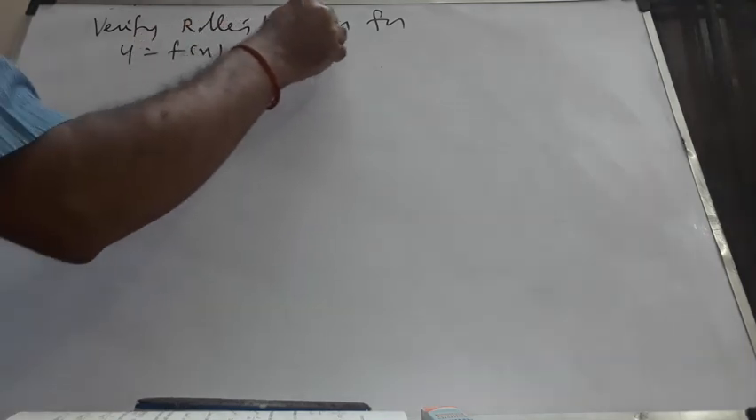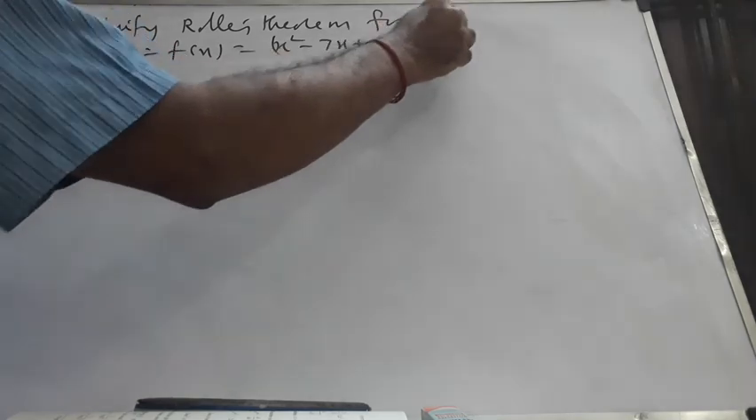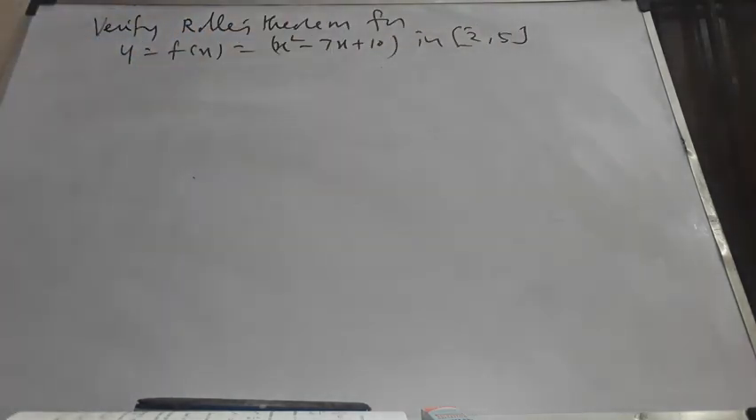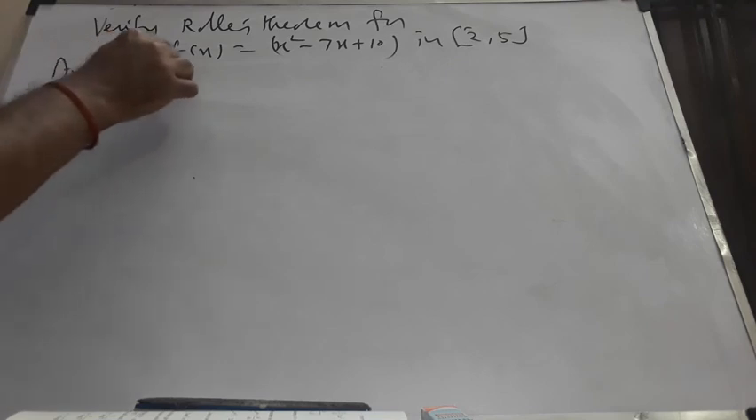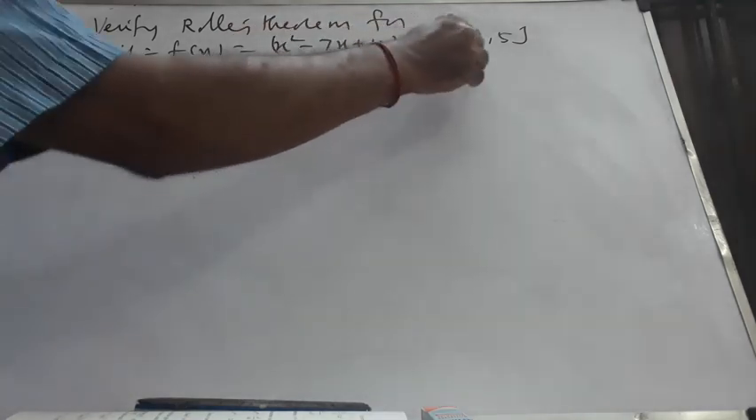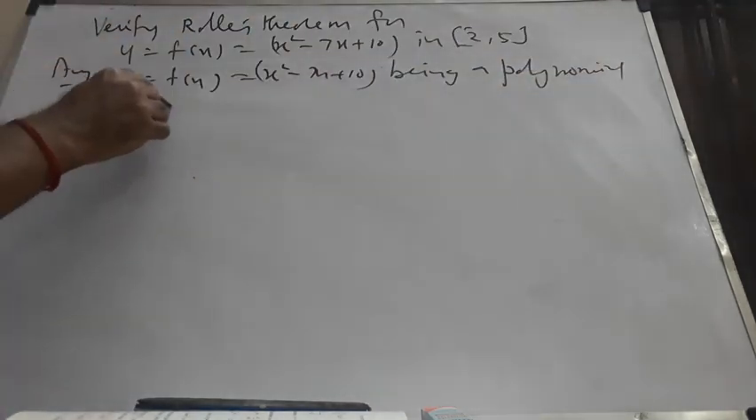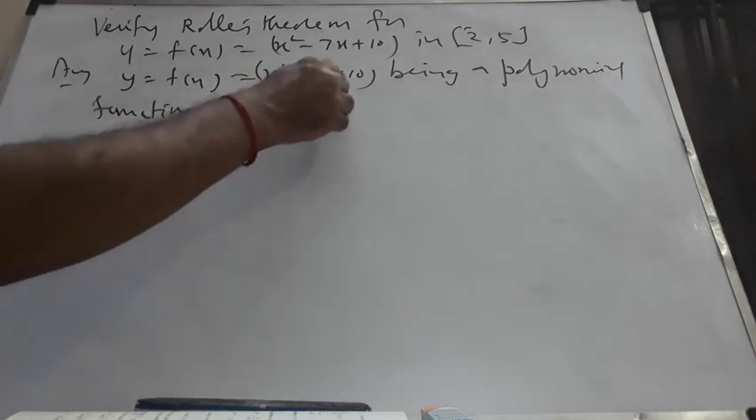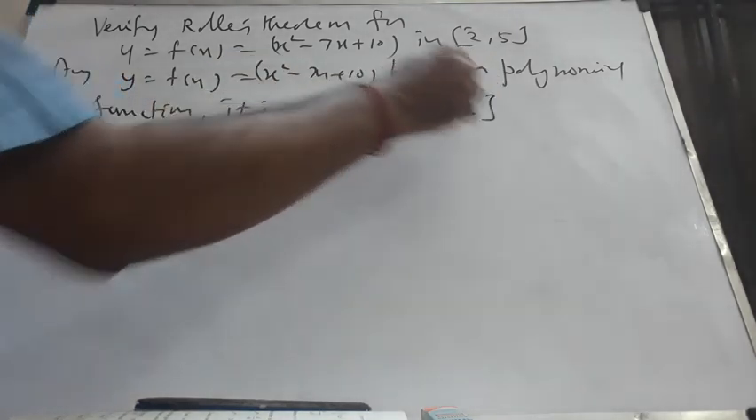Then let me go to one of the problems at least. Verify Rolle's theorem for y is equal to f of x equal to x square minus 7x plus 10 in the closed interval 2 comma 5. Just listen carefully. Answer: y is equal to f of x equal to x square minus 7x plus 10, being a polynomial function, is continuous in the interval 2 comma 5.